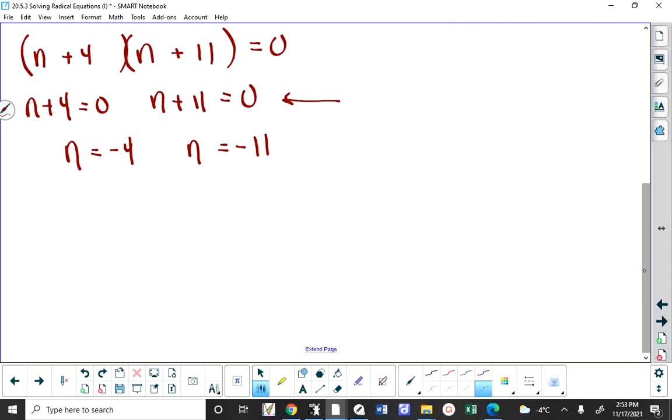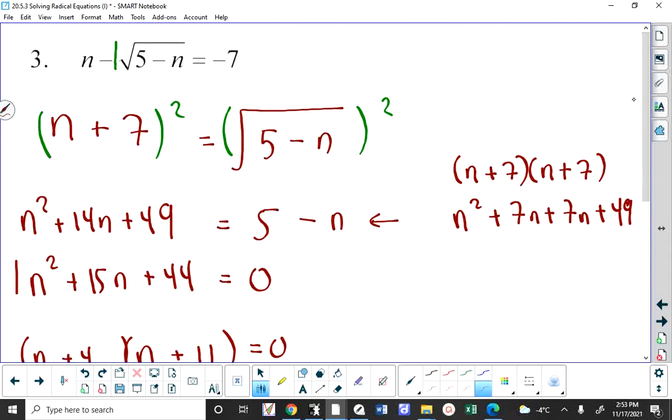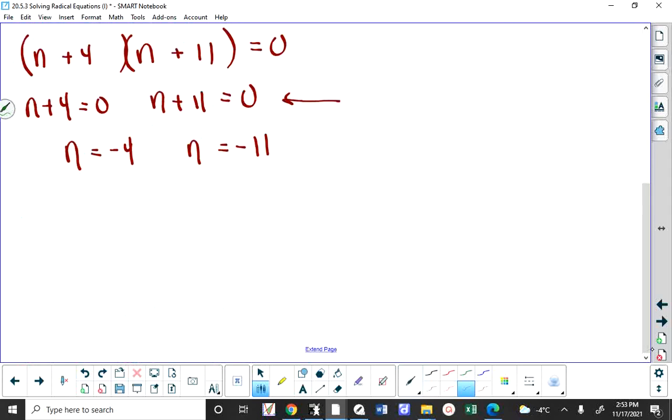Our original equation is, and we have to go with the original. I'm very serious here when I say you do not even want to use this. Don't use that equation because that is already the start of rearranging the original. It has to be the original, which is n minus root 5 minus n minus root 5 minus n. I'm just going to write the original equation here, equals negative 7.